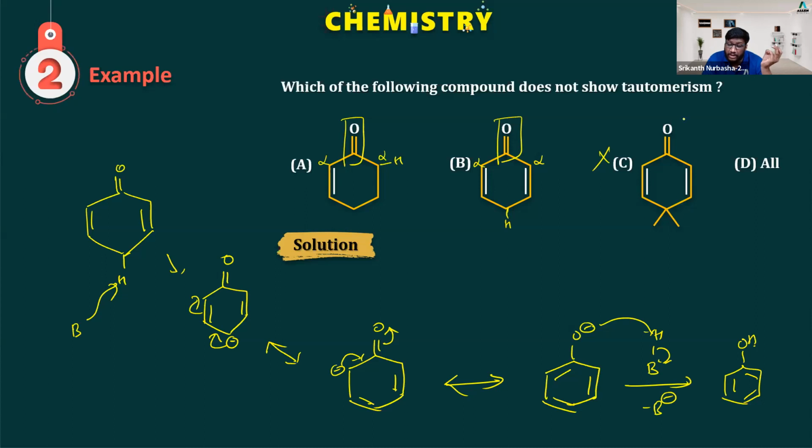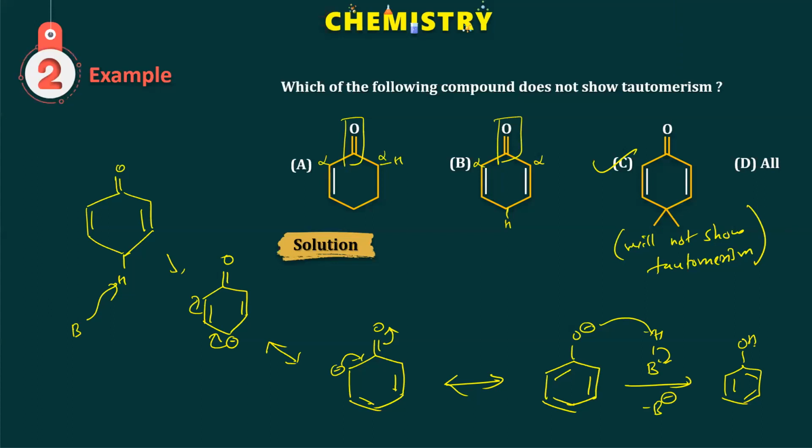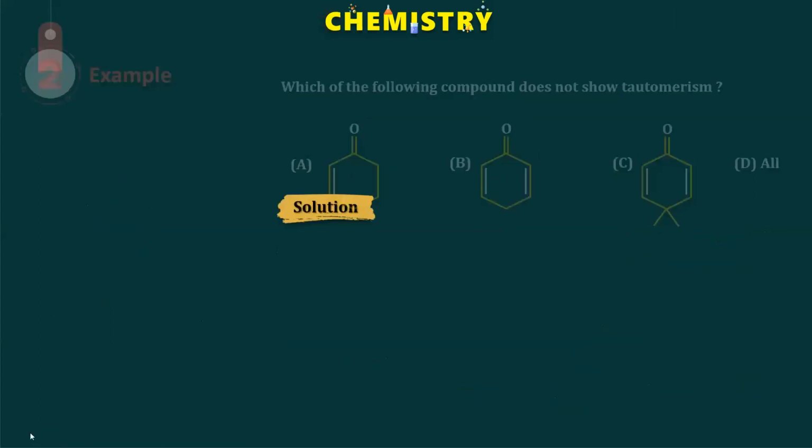So which of the following does not show tautomerism means C. C will be the right answer. That means it will not show tautomerism. Got it, everyone? Clear or not? Yes, sir.